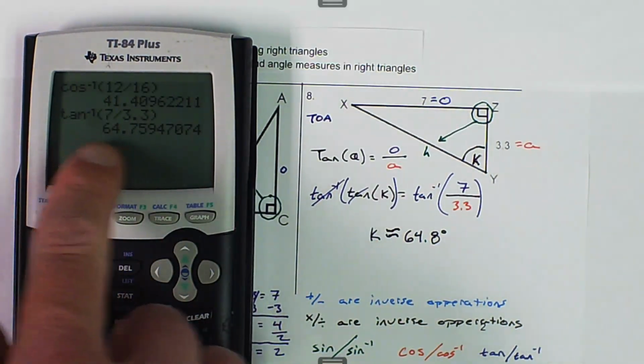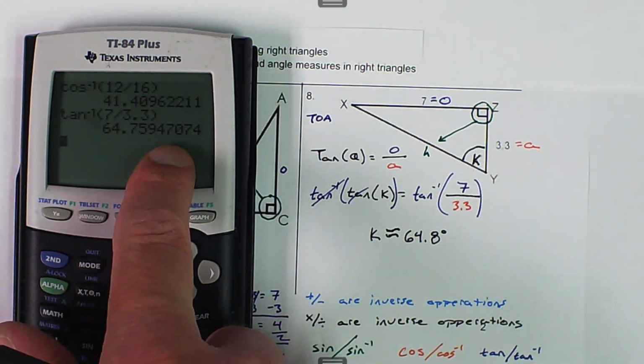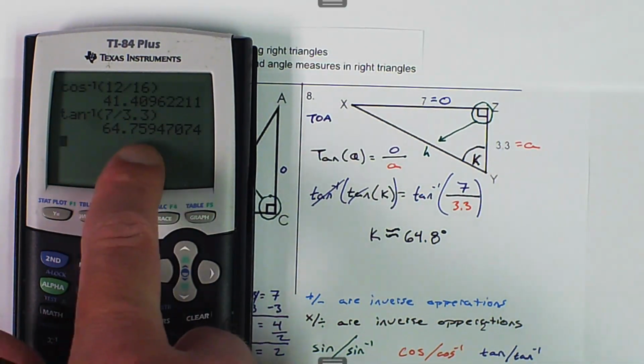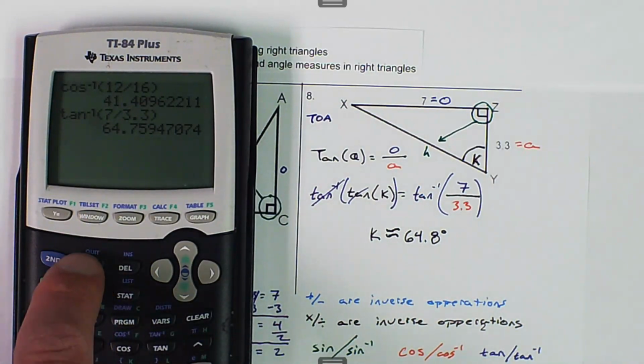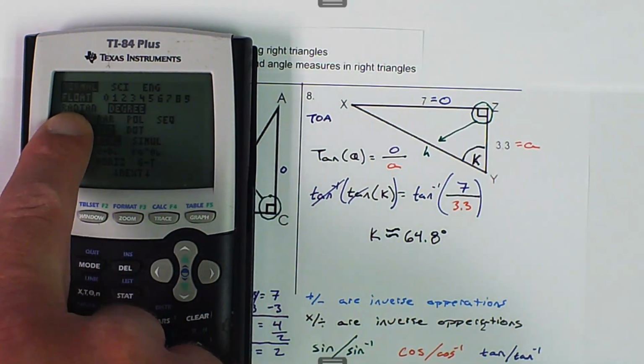Now if you type this in your calculator exactly as it is here and you don't get 64.8 degrees, then remember, go to mode and check to make sure that degrees is highlighted and not radians.